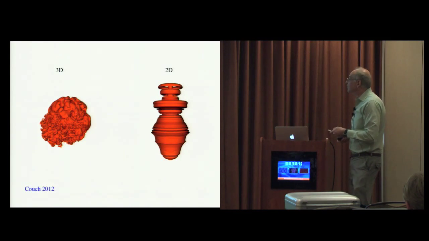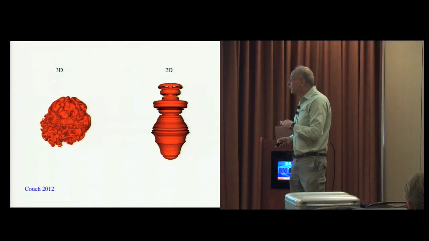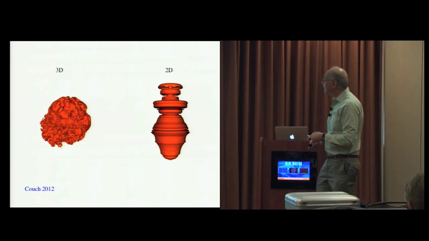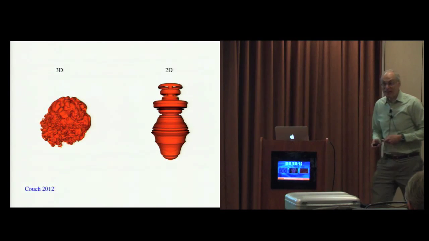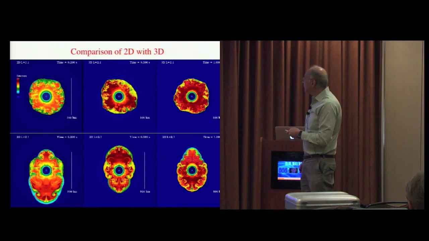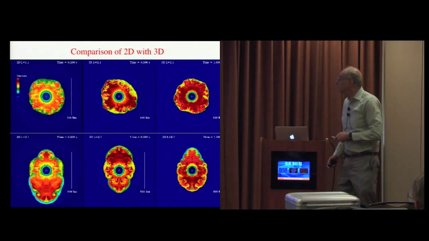This is a nice demonstration of that by Sean Couch. A 2D simulation looks like this. And the corresponding 3D simulation looks like this. I think you can tell the difference. When we do 3D simulations, we get these types of structures, which are pseudo-spherical and have a lot of small-scale structure. When you do the 2D calculations, you have an axis, and you get these sloshing oscillations, which you see more rarely when you do the 3D simulations.